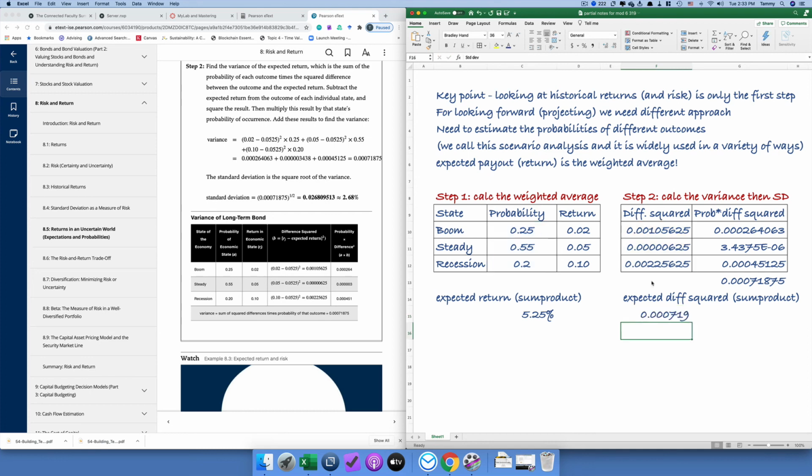To get to the standard deviation here, all you have to do is take the square root, which in Excel you do with the caret sign again, to the 0.5 power, and that'll give you the square root of this 0.0007, which is 2.68%. So that's how you create an expected return and an expected standard deviation in a world of uncertainty. Okay, so that's the next little piece of the puzzle. All right, I'm going to stop it here, and then we'll move on to the next content.